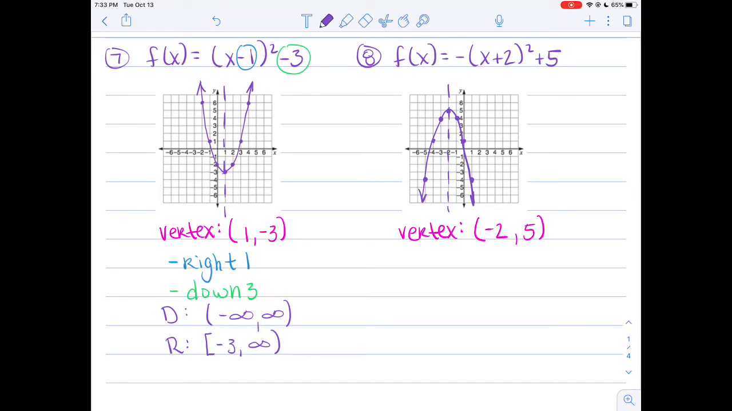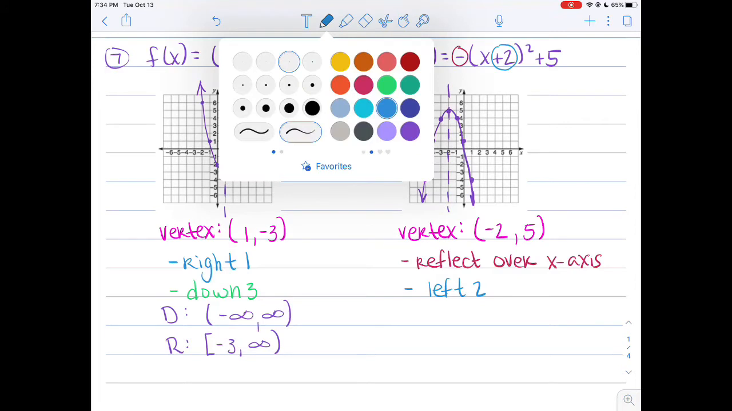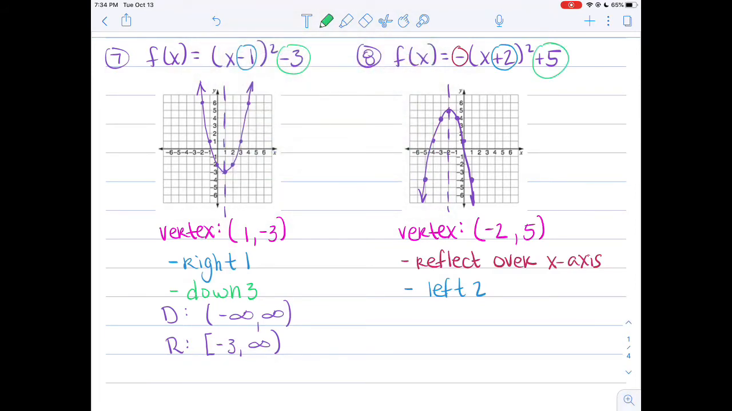All right, let's go ahead and identify the transformations that have occurred. The first thing I see is a negative sign, and a negative sign means that I have reflected over the x-axis. Again, it's outside of parentheses, so that is a reflection over the x-axis. The second thing that I come across is that I have a plus 2 on the inside. And so a positive 2 inside is going to move us to the left. So we're going to go left by 2. And then finally, at the tail end, I see a plus 5. And a plus 5 is going to move me up by 5.